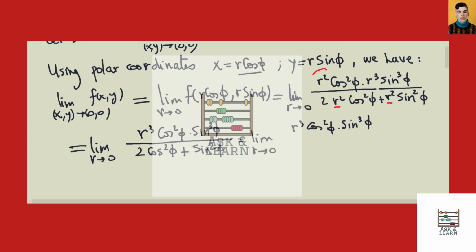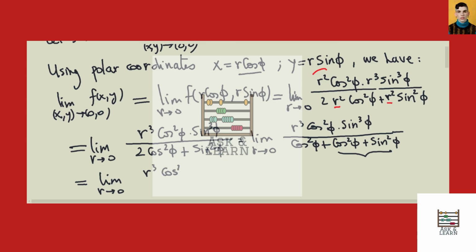In the denominator, we can do something. 2 cosine squared of phi, we write it as cosine squared of phi plus cosine squared of phi, the same thing, plus sine squared of phi. And with that, we identify this sum here equal to 1. So this is equal to the limit when r goes to 0 of r cubed cosine squared of phi sine cubed of phi over 1 plus cosine squared of phi.